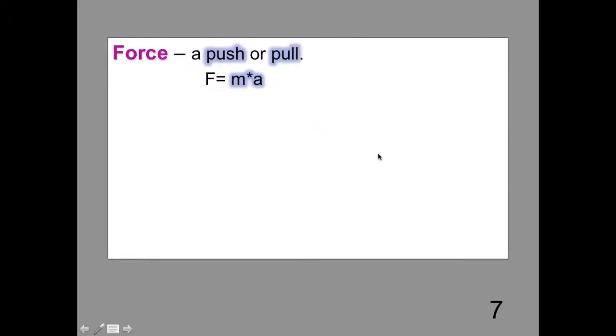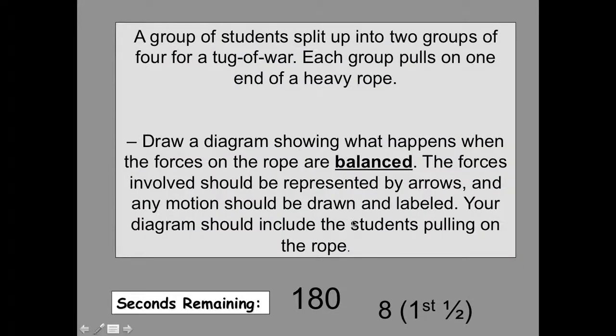You should be saying force is a push or pull, and it's mass times acceleration. Now, a group of students split up into two groups of four for a tug of war. Each group pulls on one end of a heavy rope.